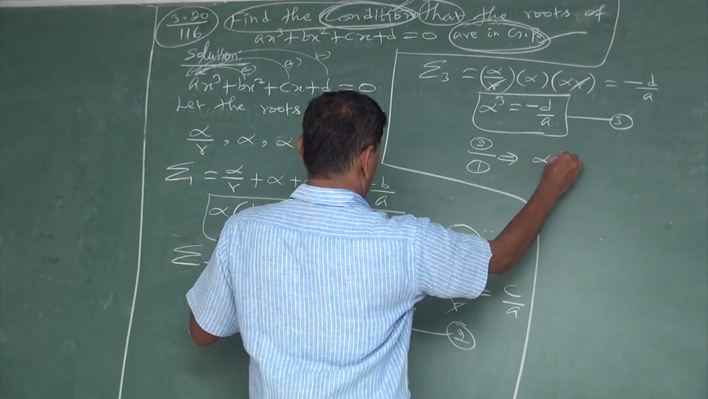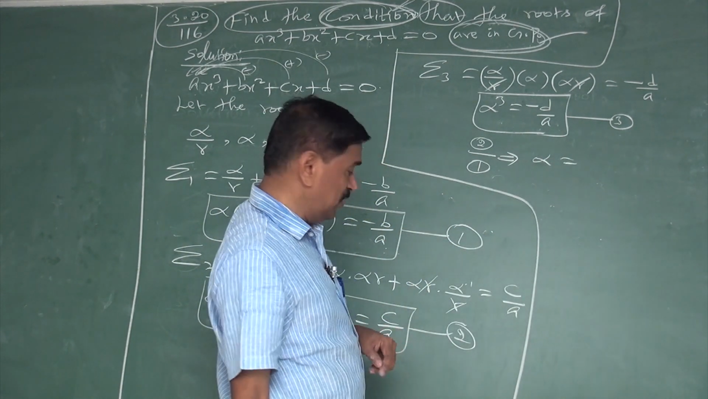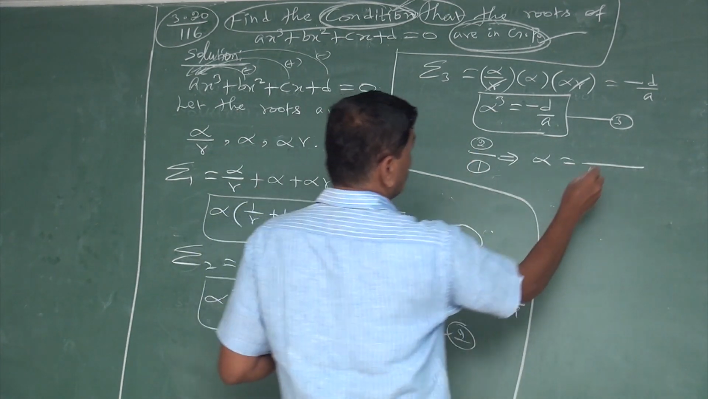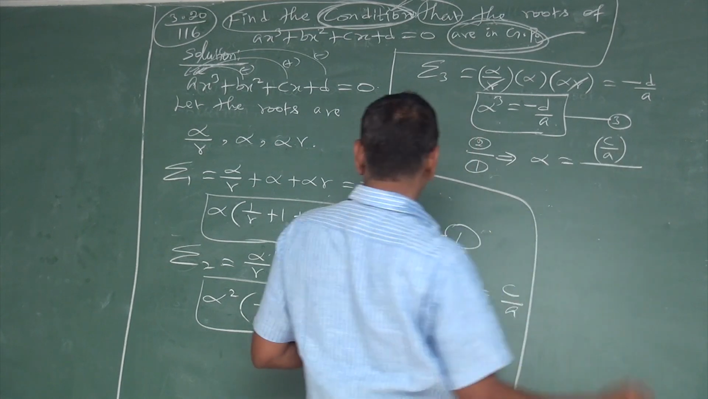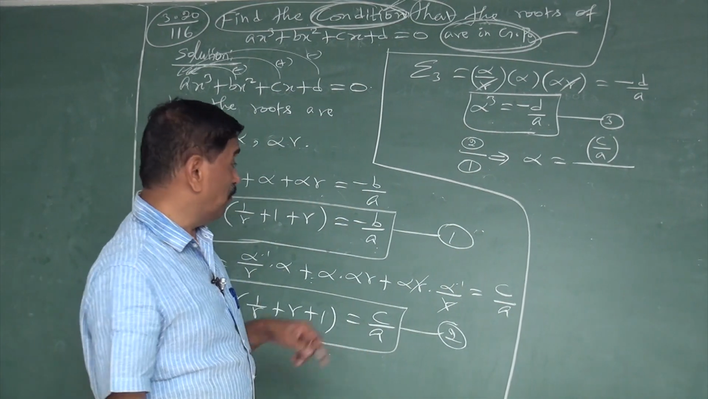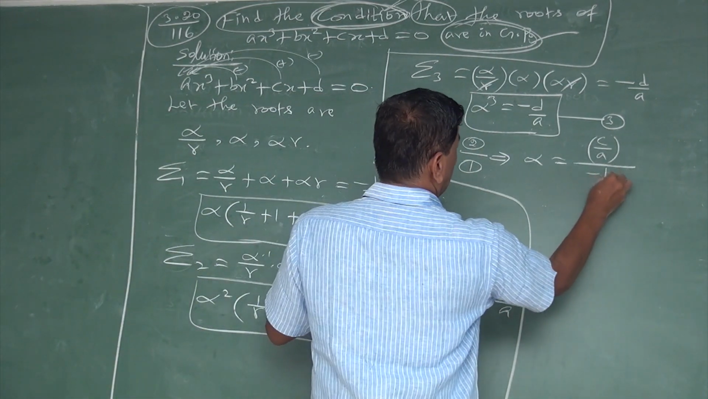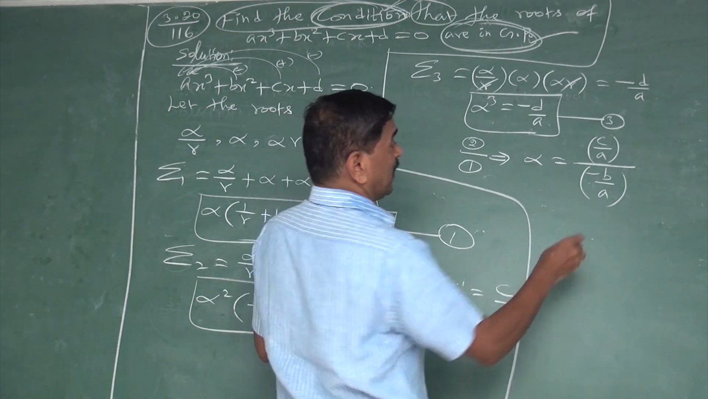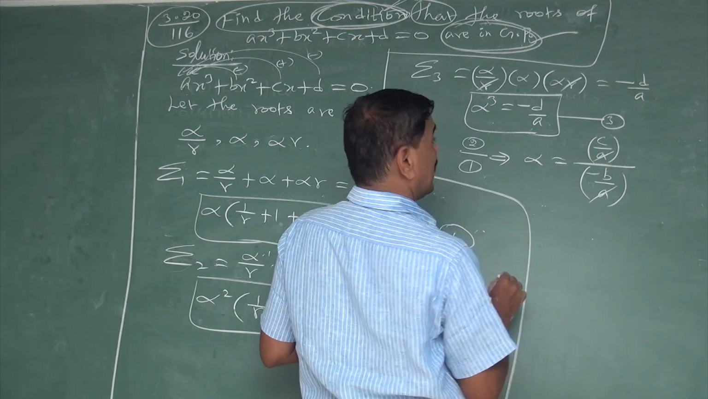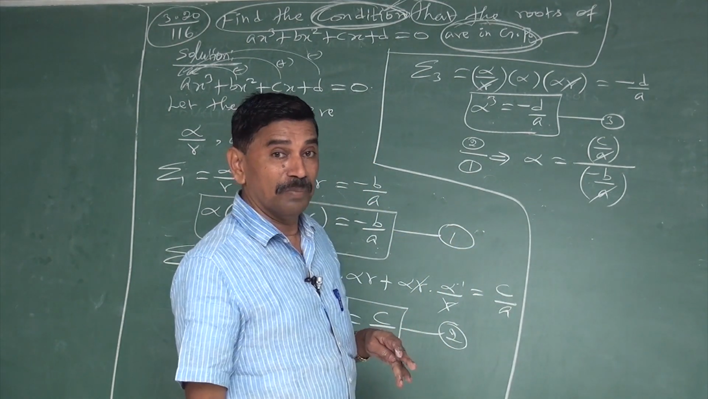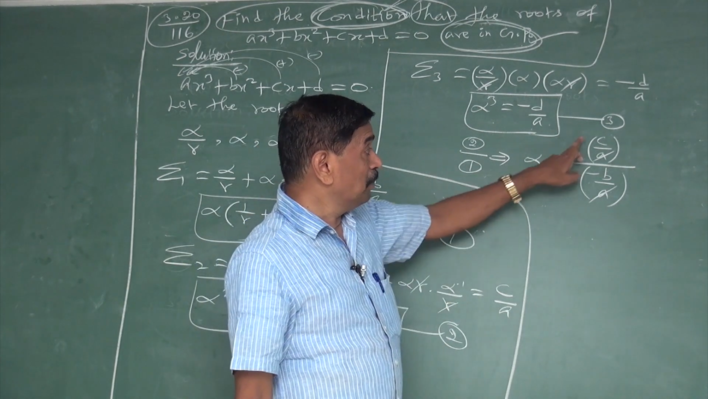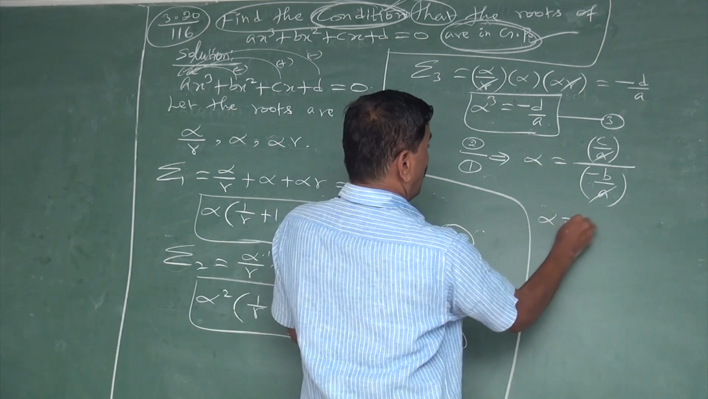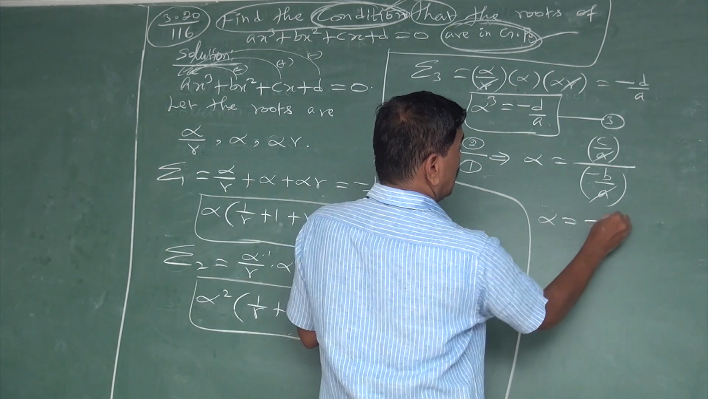So alpha is equal to what? Numerator is C by A, denominator is minus B by A. Next step, simplification: denominator A and denominator A cancel. Minus C by B is correct, because plus by minus gives minus C by B, which is alpha. That is, alpha is equal to minus C by B.